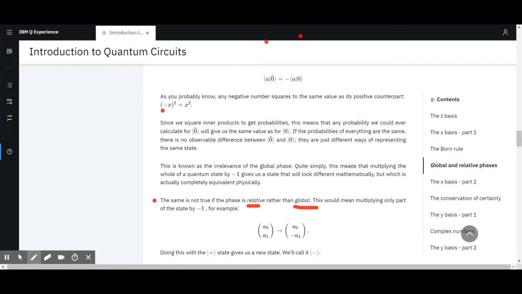Quite simply, this means that multiplying the whole of a quantum state by minus 1 gives us a state that will look different mathematically, but it's physically the same, right? Because the probabilities of observing the different results are the same. Okay, and that's why they say the relative phase is important.